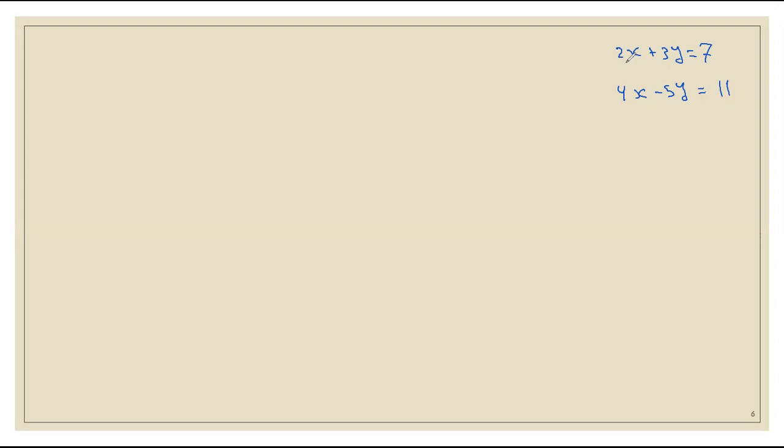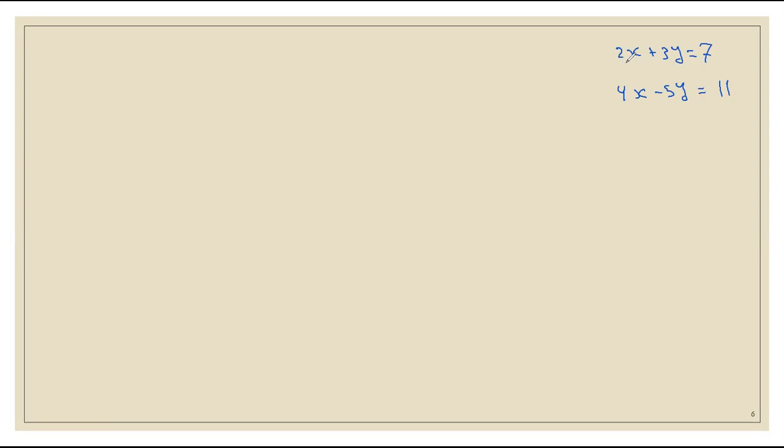No method? No idea how to solve this system simultaneously? Substitute y for 11 minus 4x over negative 5. You are right. So from equation number 1, find the value of x by moving 3y and dividing by 2, then plug in equation 2. Great. So you can solve this system easily.